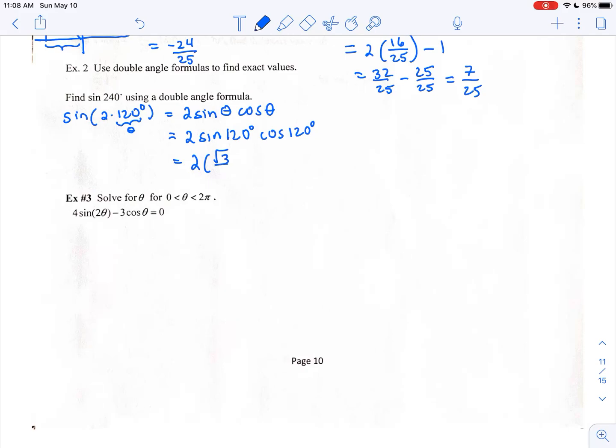So I get radical 3 over 2, and then cosine of 120 degrees is in the second quadrant where cosine is negative, so negative 1/2. That gives us, when I multiply across, negative 2 radical 3 over 4, or in other words, when you reduce, negative radical 3 over 2.